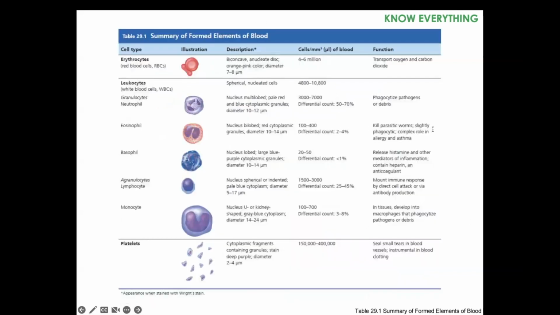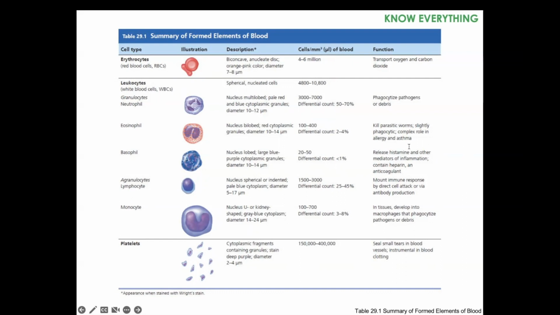This is a chart of all the cell types and the formed elements of our blood. From this chart, you need to know the cell types, their function, and how abundant each cell type is. Don't worry about the specific number, but know the order of which type is most abundant. So our erythrocytes or red blood cells' main function is to carry oxygen and carbon dioxide. We have 5 different leukocytes that are split into 2 categories. We have granulocytes and agranulocytes. Granulocytes contain granules within the cytoplasm, and agranulocytes do not.